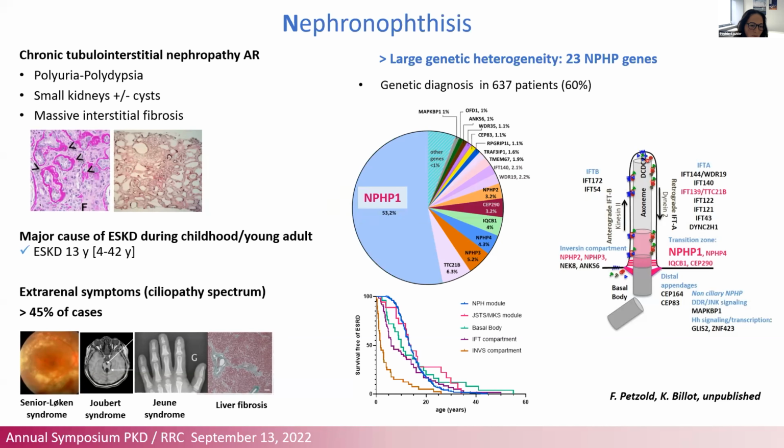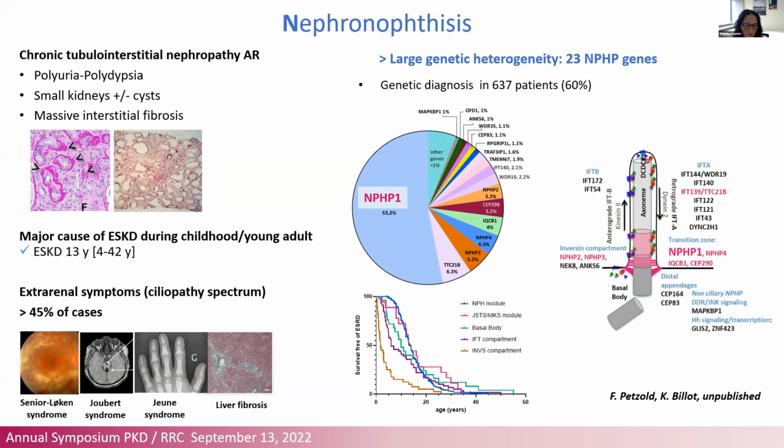It's a major cause of end-stage kidney disease during childhood and young adulthood, with a mean age of 13. But you can see that there is a very early infantile form before the age of 5, and it can go through to adult age. We have here in the cohort out of 42, but it can go up to 65.